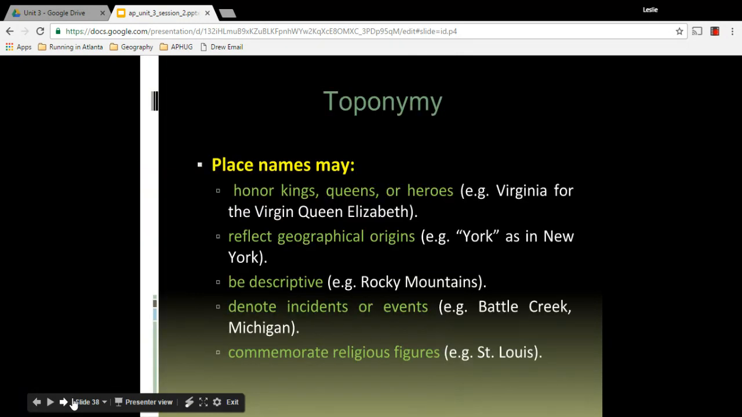So place names may honor kings, queens, or heroes. So a modern day American example is Virginia was named for the Virgin Queen Elizabeth. They may reflect geographical origins. An example is that New York is named after the city of York in England. They may be descriptive, describing physical or cultural features, the Rocky Mountains. They may denote incidents or events. So example, Battle Creek, Michigan. They may commemorate religious figures. An example of that would be St. Louis, Missouri.